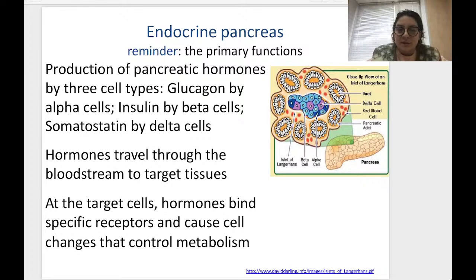Hormones travel through the bloodstream to target tissues, from the pancreas to all tissues and organs of the human body. In the target cells, hormones bind specific receptors and cause cell changes that control metabolism. The main function of the endocrine pancreas is controlling metabolism. Whoever doesn't remember, please return to physiology and read how insulin and glucagon, like a balancing system, regulate different types of metabolism in our body. It is very important for our today's lecture.